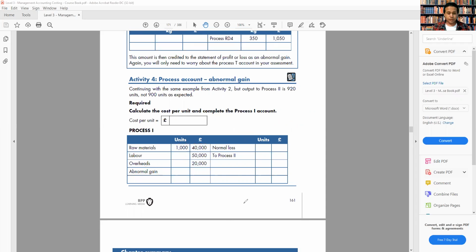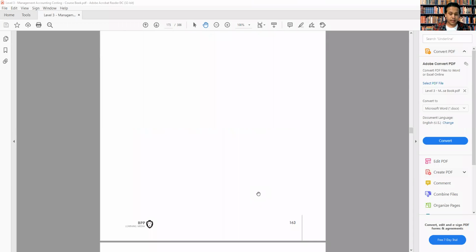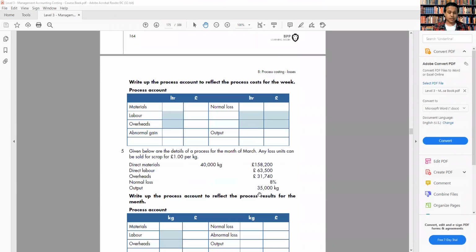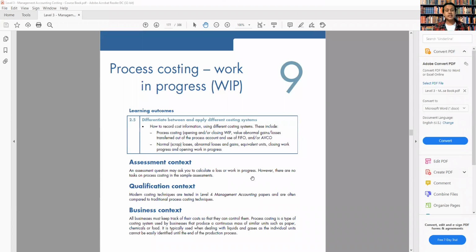Okay, so let's move on to our next step. The next chapter will be the addition of this chapter. The next chapter will be our process costing, but this time it will be a WIP, work in progress. This time, some of the product, as I said at the beginning of the lesson, will still be in process in the machine. So it's not completed yet. It's not the waste. It's not the loss, but the product itself is not completed yet.